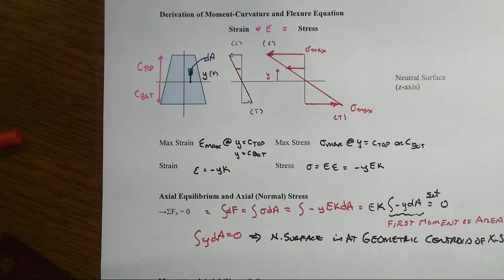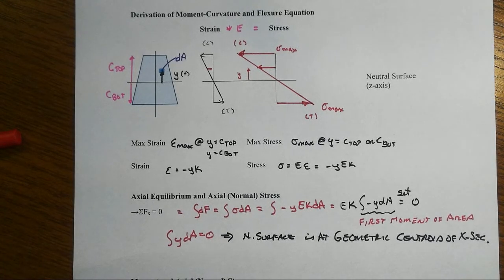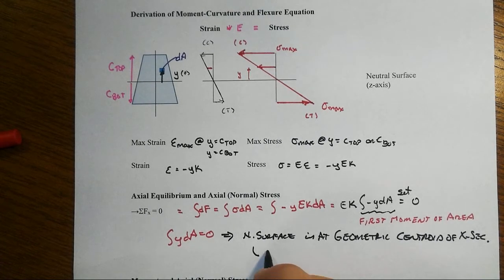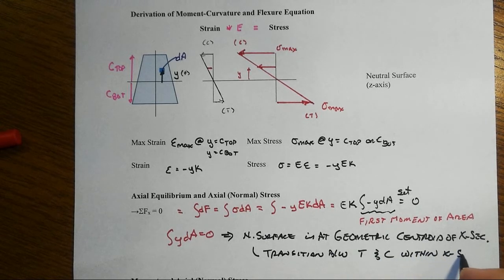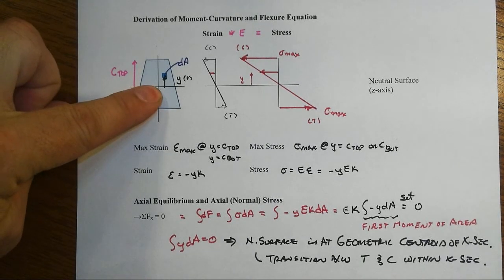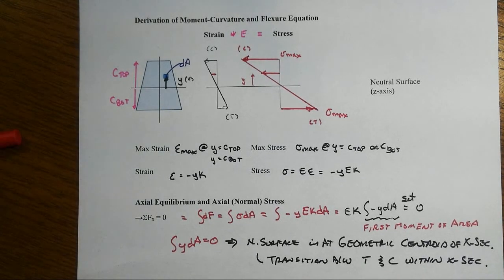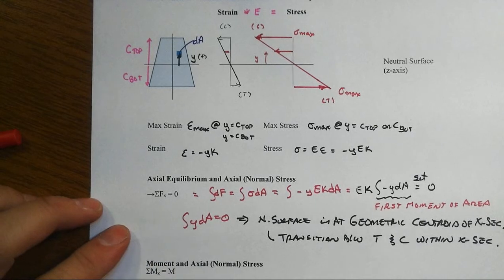And that's a pretty important result to have, because before now we just said, well, it's the transition between tension and compression within the cross-section. And now we know where exactly it's located, right? We didn't prescribe it ahead of time. We just said, we know there's tension on one side, compression on the other, but we don't know where it's at, and we find out where it's at through this axial equilibrium.